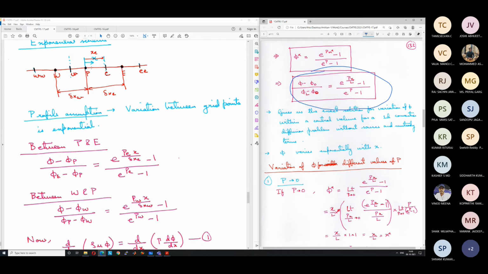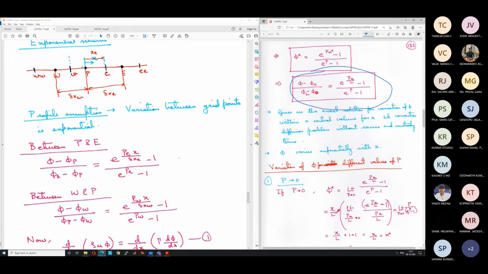Similarly, between W and P, what is the variation? Again, use the same expression. So the left hand side is phi minus phi W by phi P minus phi W. Now our x goes from this point to this point.